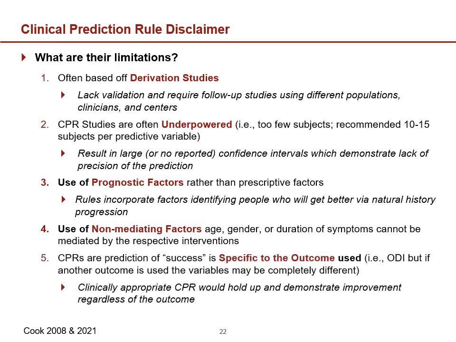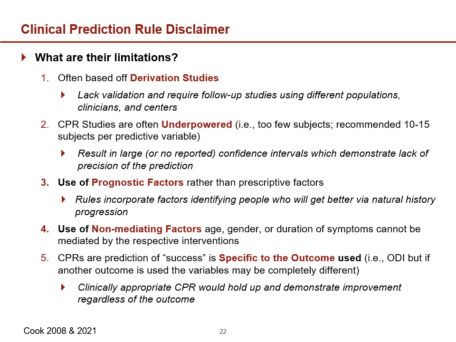And then fifth, the CPR's prediction of success is specific to the outcome used. So, for instance, if you use the Oswestry Disability Index for the low back, which is a questionnaire for how functional or how disabled someone is based off their low back pain, if you use another outcome, then the variables may be completely different. So the clinically appropriate CPR should hold up and demonstrate improvement regardless of the outcome used.